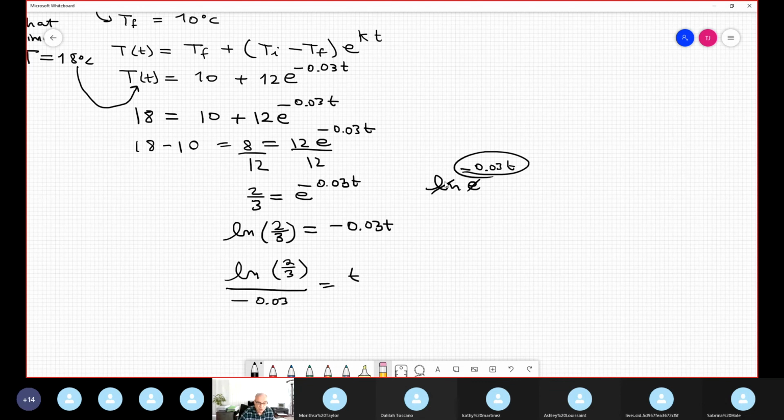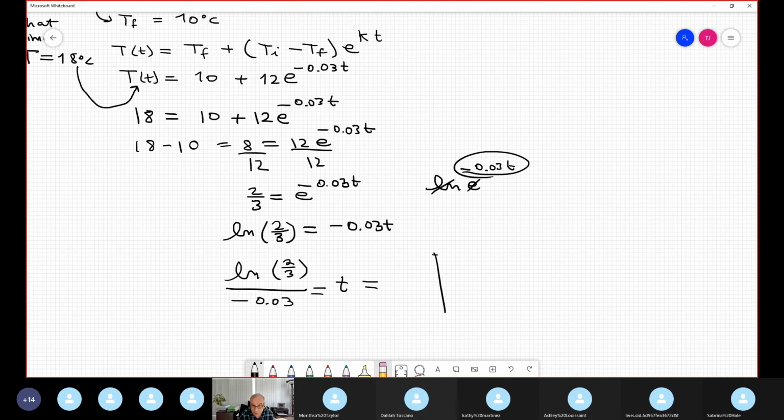Wow, something is weird, because the time is never negative. But the problem is that the natural logarithm of 2/3, which is a number less than 1, is negative. And negative divided by negative is positive. Okay?